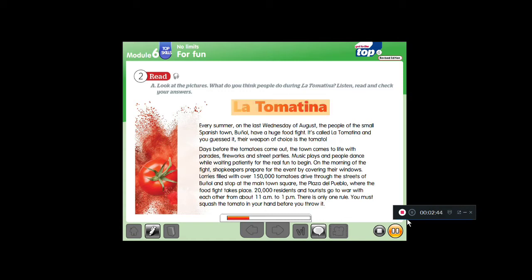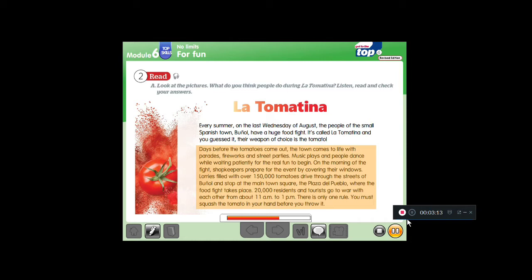La Tomatina. Every summer, on the last Wednesday of August, the people of the small Spanish town Buñol have a huge food fight. It's called La Tomatina, and you guessed it, their weapon of choice is the tomato. Days before the tomatoes come out, the town comes to life with parades, fireworks, and street parties. Music plays and people dance while waiting patiently for the real fun to begin.